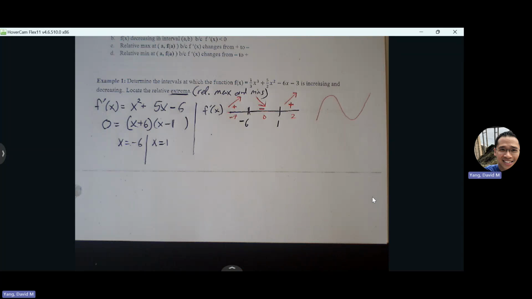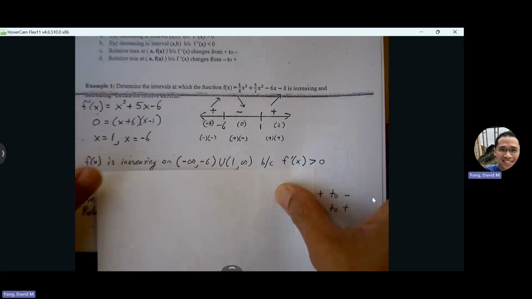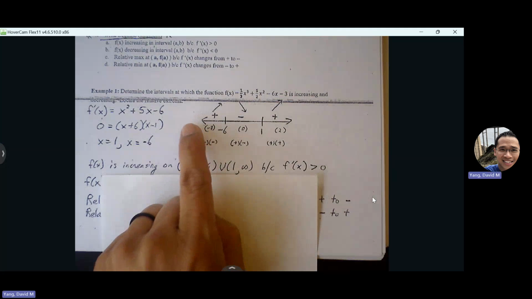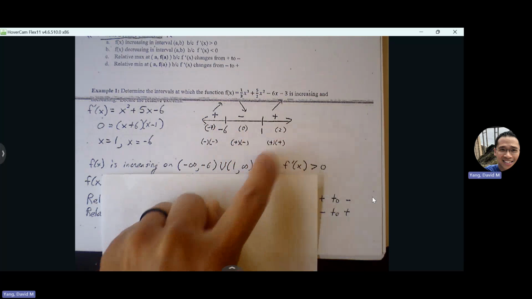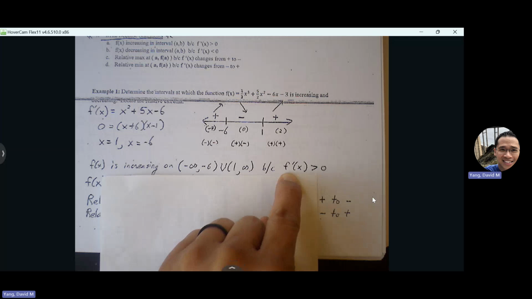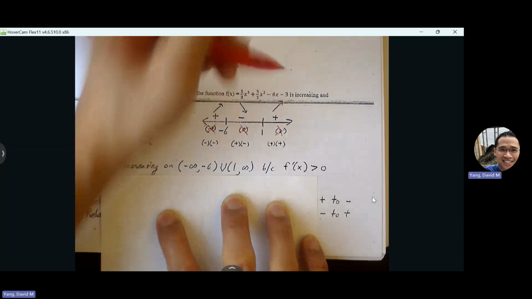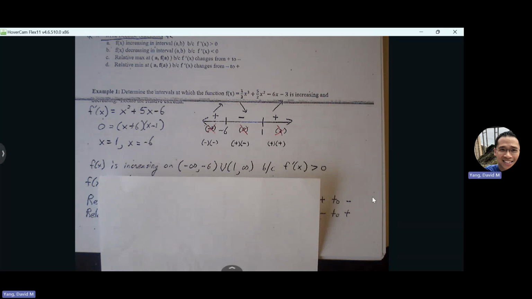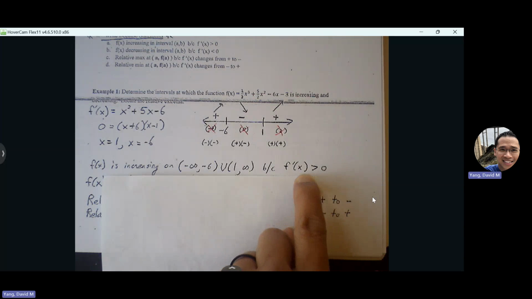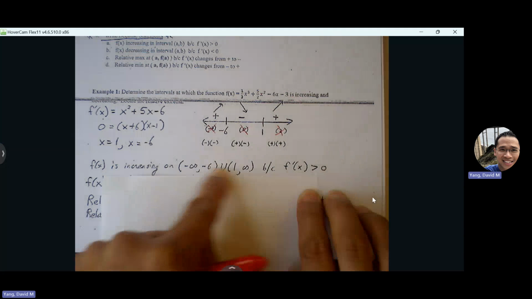So for increasing, we'll say f of x is increasing on the interval from negative infinity to negative 6, and then from 1 to infinity because f prime is greater than 0. And we talked about how once we have our test points and we have our signs and our arrows figured out, we don't use those test points anymore. Those test points are not going to show up in your interval statement. So this is important here. When we provide justification, you want to be able to say because, and the reasoning is because f prime is greater than 0, right? F prime greater than 0 is indicating positive slope, and that's why we know our graph is increasing.